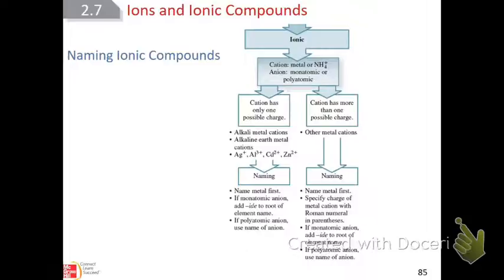It's going to have the alkali metals. They always have a +1 charge. The alkaline earth metals always have a +2 charge. Then there are some others listed here on this flow chart for you. Silver always has a +1 charge. Zinc always has a +2 charge. Aluminum always has a +3 charge. Then you have the transition metals, which must be named with Roman numerals. You have to remember to name those with the Roman numerals.